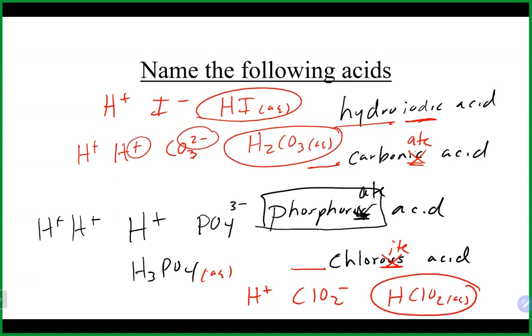Any questions on going from the acid name back to the formula? That's a really good way to do it. Cross out the back part, put ite or ate if it contains oxygen, and that will tell you pretty much the name of the polyatomic ion, and you can get the correct formula. Any questions on that there?